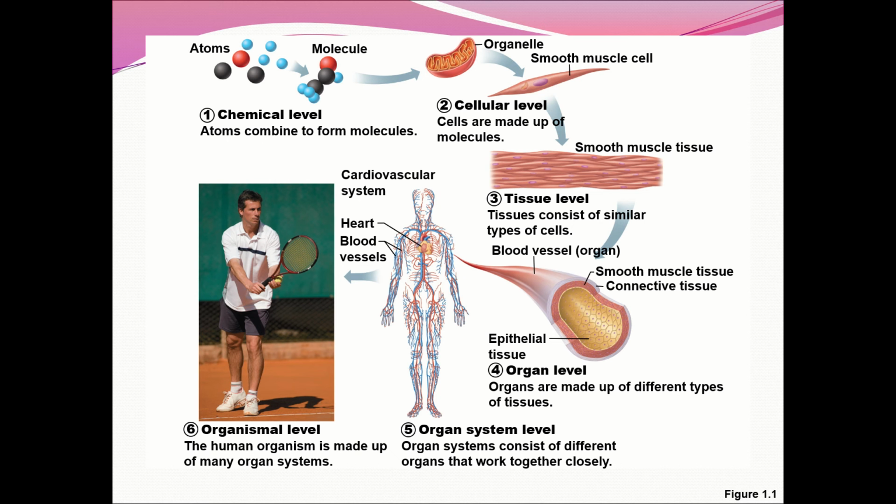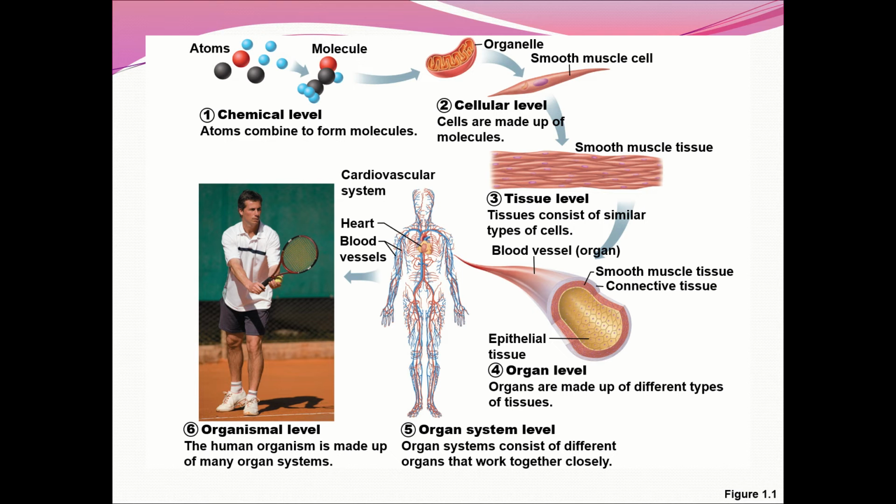This illustration shows the structural organization of the human body. In the first level, the chemical level, we see that atoms, which are the smallest units of matter that we study, combine to form molecules. Molecules are composed of different kinds of atoms, such as oxygen, carbon, hydrogen, and nitrogen. Many common molecules in our bodies include proteins, lipids, carbohydrates, and nucleic acids.